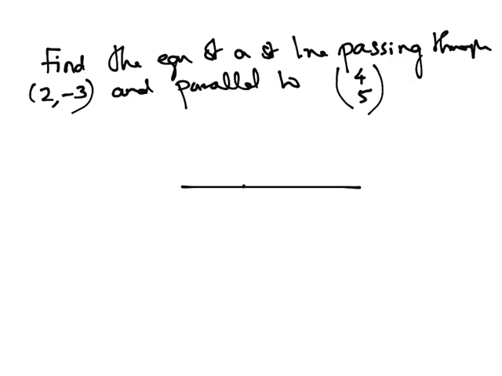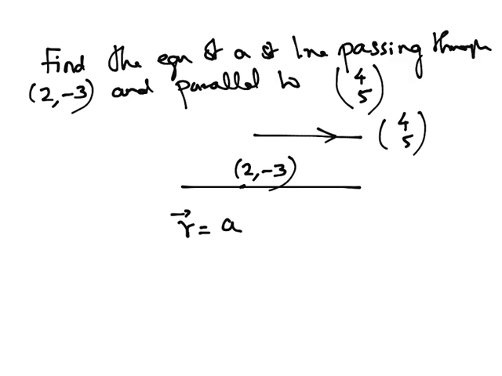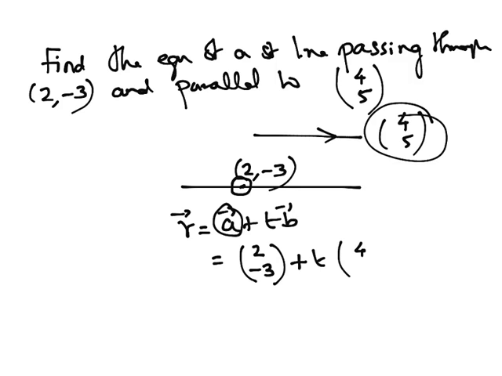So this is the line. So this is the point (2, -3), and this is the parallel vector, which is (4, 5). Okay, so the answer is very simple. The equation of line is r vector equal to a vector plus some t b vector. A vector is nothing but (2, -3), that means a vector is the position vector of this point, plus t times the b vector, (4, 5). So r vector equals (2, -3) plus t times (4, 5).